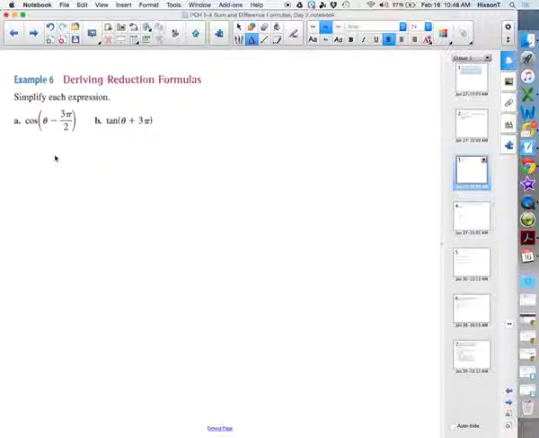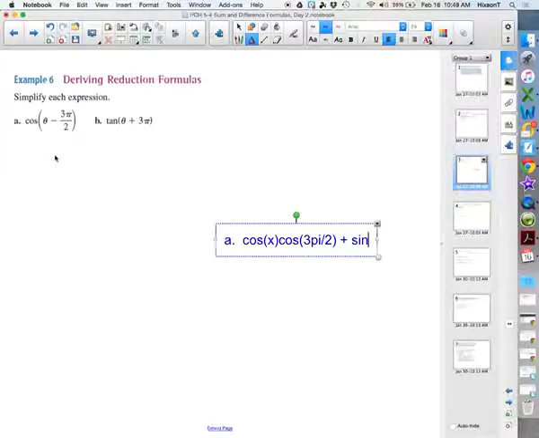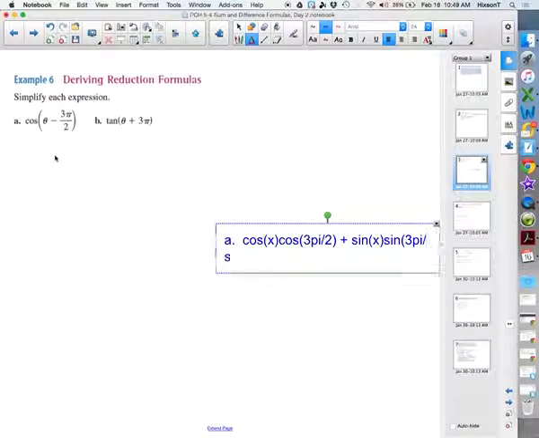Okay? So again, we're going to use the same formula that we had before here for part A. We have the cosine of u times cosine of v. So it's cosine of theta, and I'm just going to use x for simplicity, times the cosine of 3 pi over 2. And then, what's it going to be, plus or minus? Plus the sine of theta, or x, times the sine of 3 pi over 2.